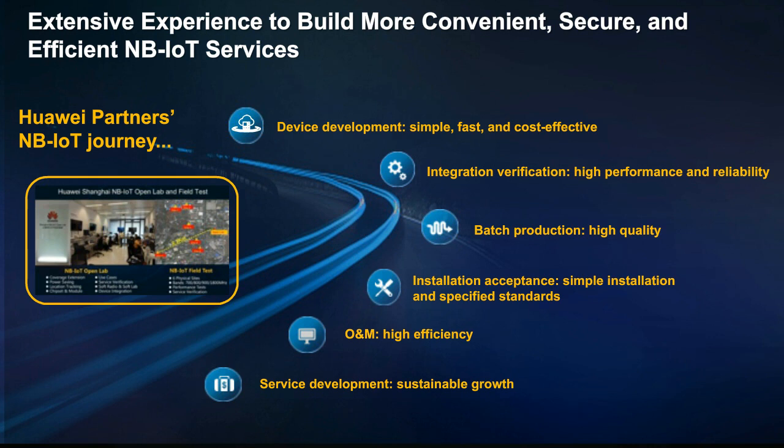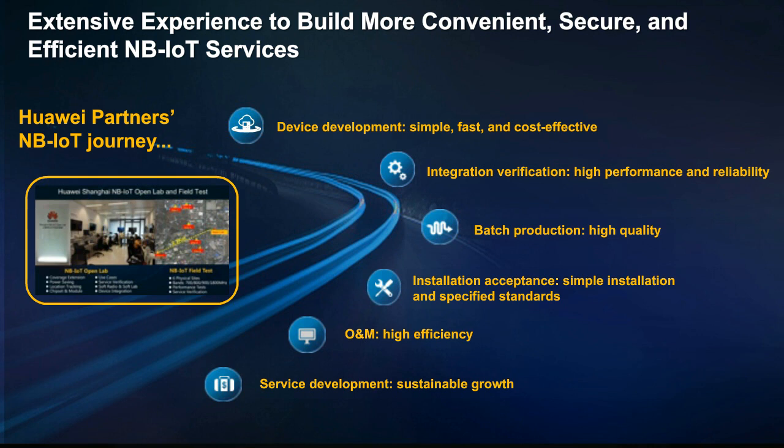On the batch production stage, Huawei helps to build equipment tests to ensure the batch production quality of modules and chips. Modules are automatically connected to the platform for batch goods preparation. On the installation acceptance stage, Huawei supplies network coverage, battery life assessment, and optimization. Also, a scenario-based acceptance test standard is made to ensure service quality.